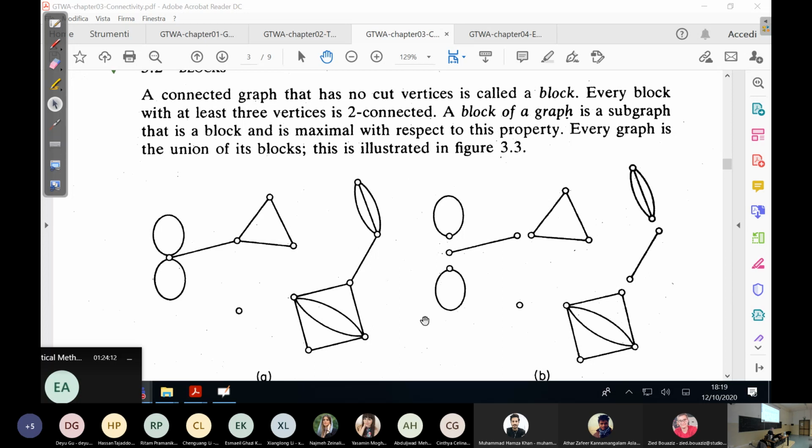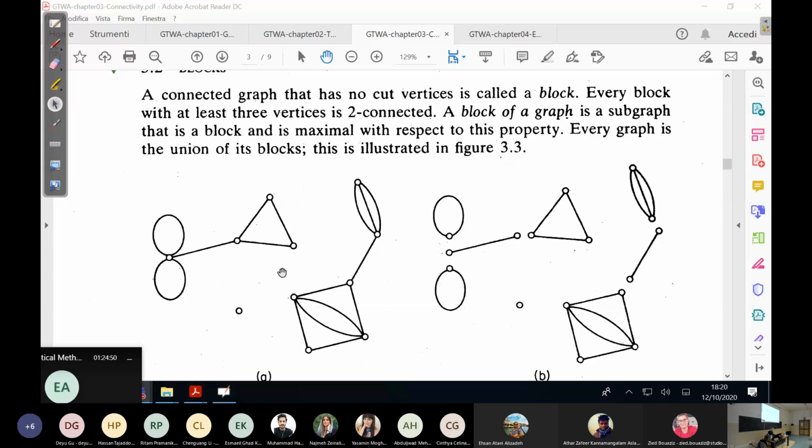And for instance, take this graph. This is just one graph with 3 components. Let's see its blocks. We have that this vertex by itself is part of 3 different blocks. This loop, which by itself has no cut vertices. This loop, which by itself has no cut vertices. This edge, which by itself has no cut vertices. So this vertex is shared by three different blocks of the graph.